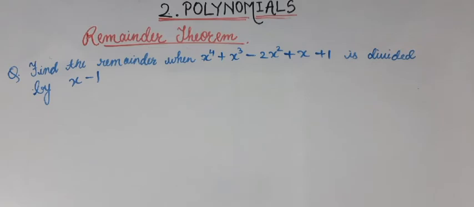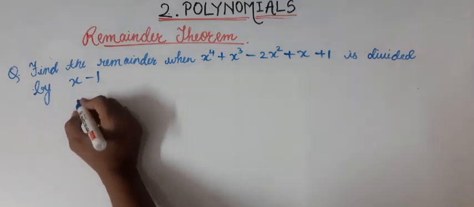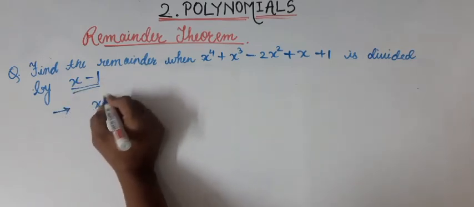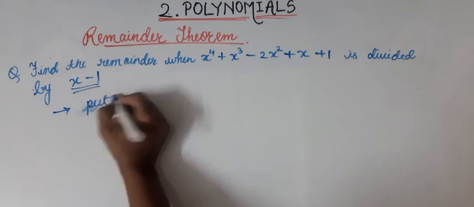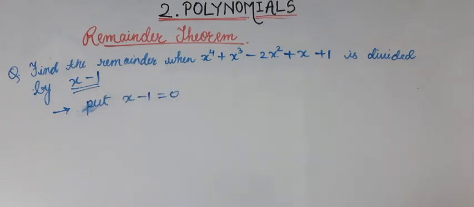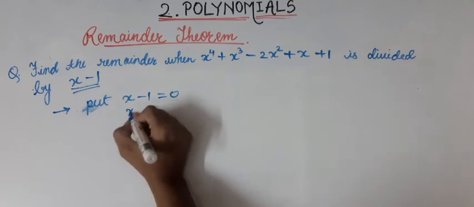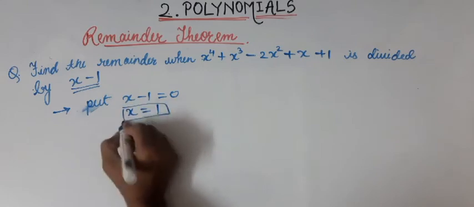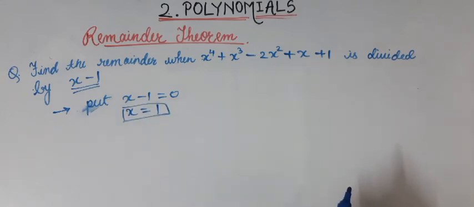So according to the remainder theorem, if we replace x in the dividend by the 0 of the divisor, we will get the remainder, right? So what is your divisor? Divisor is x minus 1. So find its 0. Put x minus 1 equal to 0 to find its 0 and solve for x. X will be equal to 1, since the minus 1 goes to the other side as plus 1. So x equal to 1 is the 0 of the divisor.